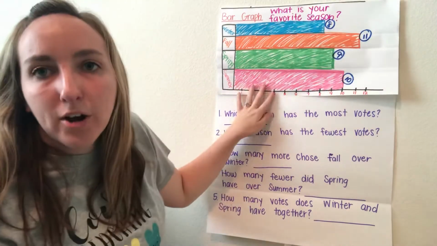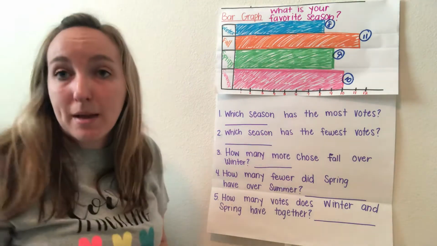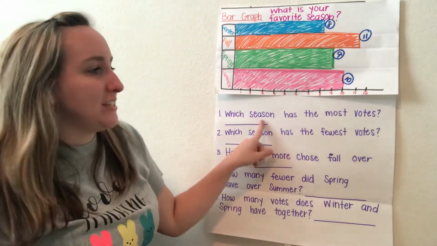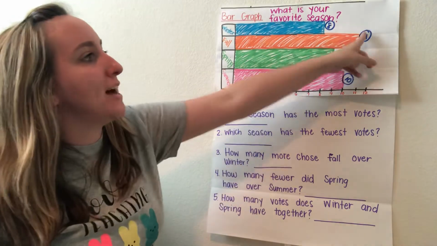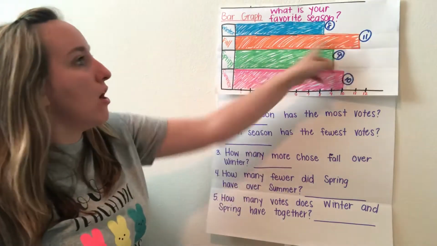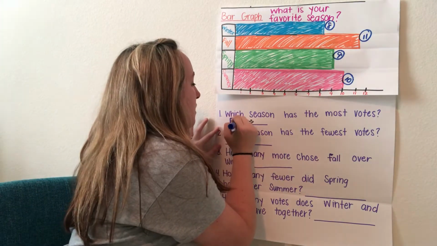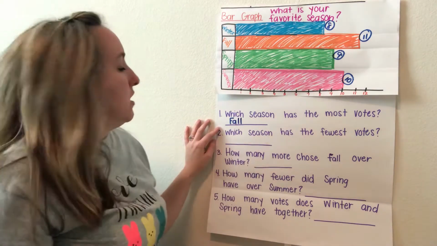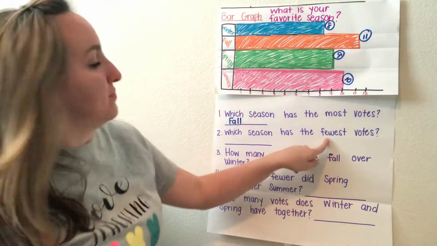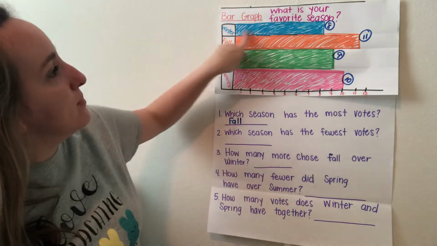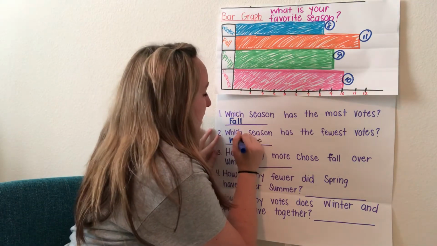So now I have my bar graph, and then I have my questions that I'm going to answer using my bar graph. So number 1 says, which season has the most votes? Well, luckily for us, we already used that strategy, and we can see that fall has the most votes. So I can write fall. Number 2, which season has the fewest votes? Fewest means least. So which season has the fewest votes? Winter. Winter only had 8 votes.